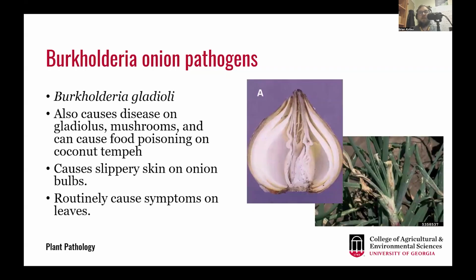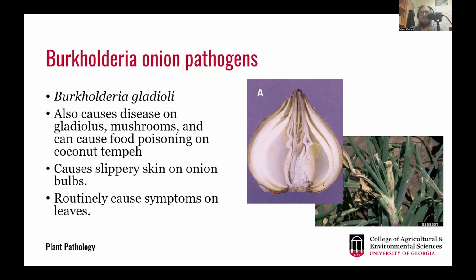We also are looking at Burkholderia gladioli. You can split the Burkholderia family tree into three big groups, and this is actually from a different group of Burkholderia. Burkholderia gladioli can also cause disease on gladiolus bulbs, which are very pretty ornamentals. It can cause disease on mushrooms. And this is one that has been associated with food poisoning on coconut tempeh. And it causes a different disease called slippery skin.